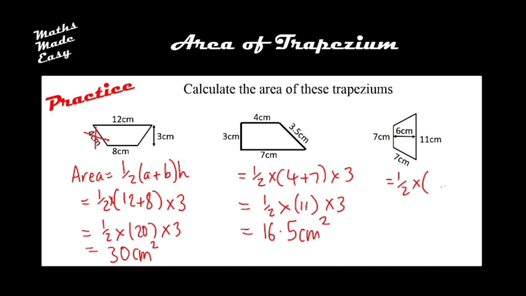And the final one, we've got 1/2 of, and then this time the parallel sides are at the side here, 7 and 11, so 7 plus 11 times the height 6. Again, this 7 here wasn't needed, so you end up with 1/2 times 18 times 6, and a half of 18 is 9, times that by 6 is 54 centimeters squared.